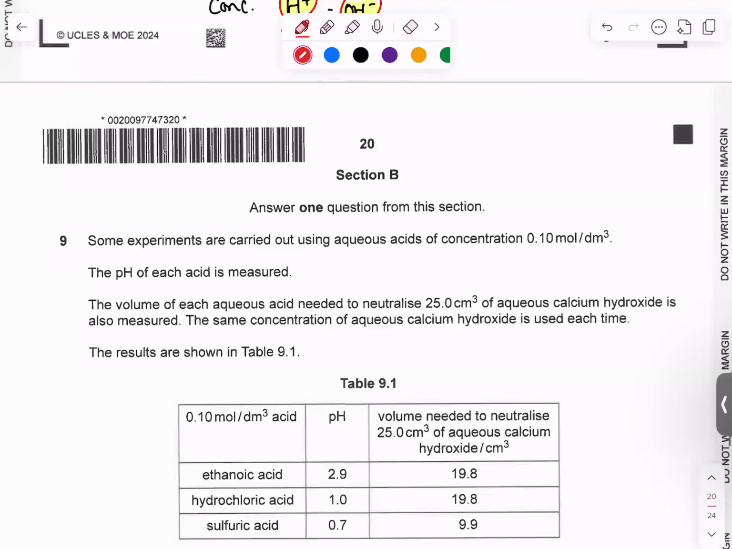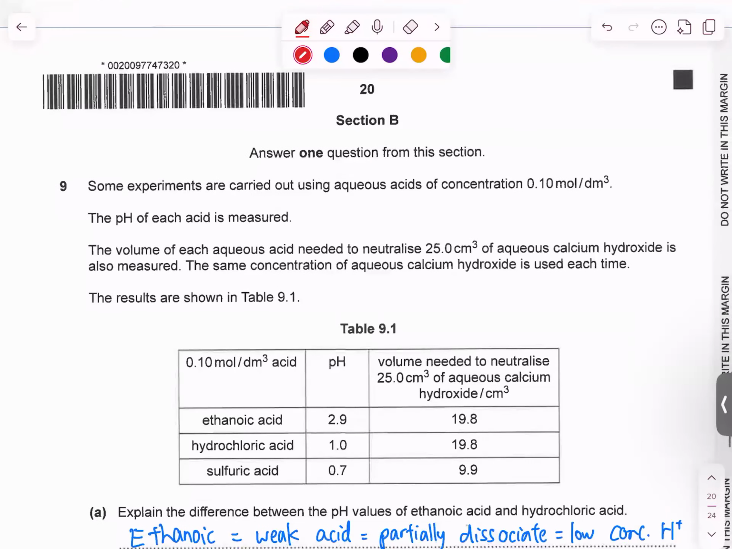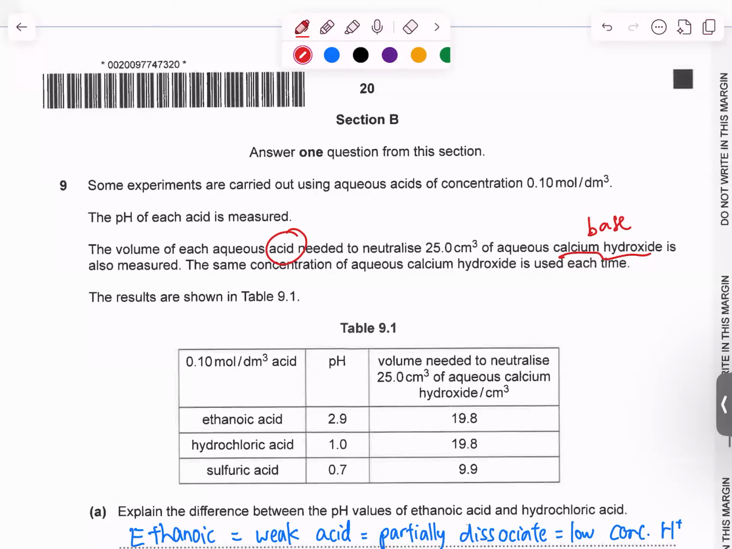Okay, next one, question 9. This is about the reactions of acids with calcium hydroxide. So this is your base and this is your acid. Acid plus base forms salt and water. Okay, explain.